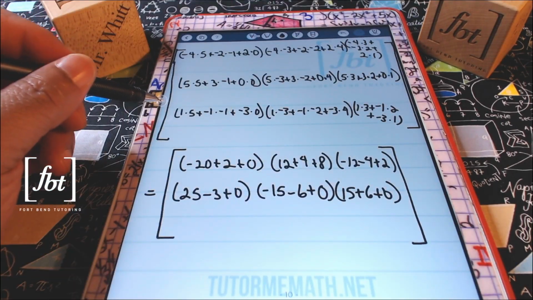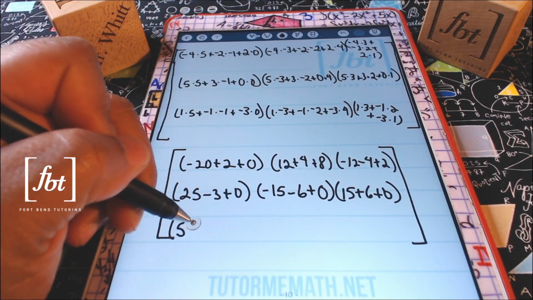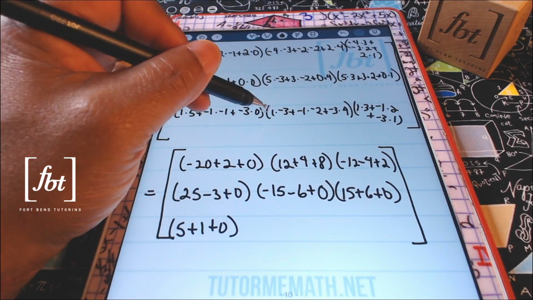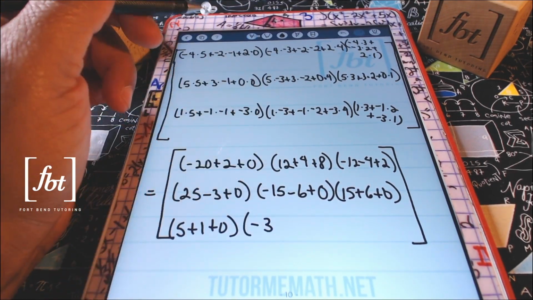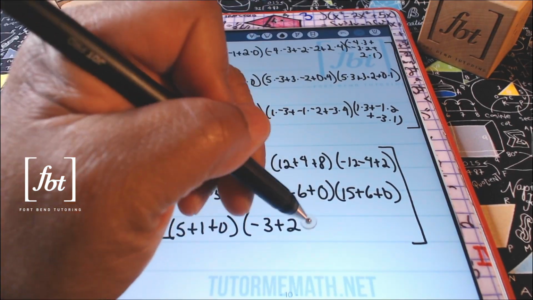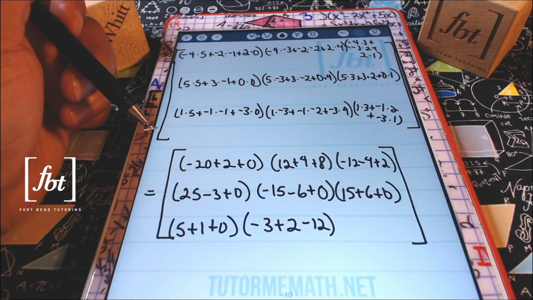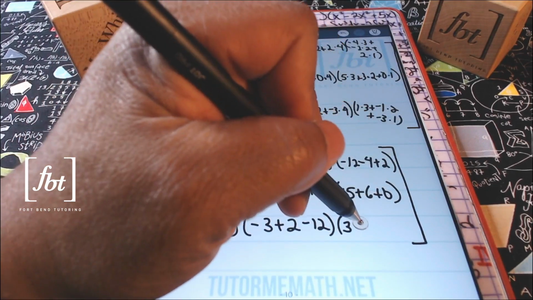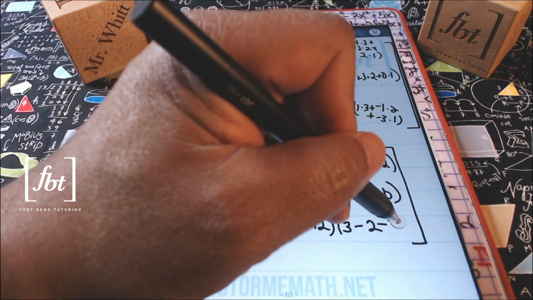Then on our third row, we'll have 1 times 5 is 5. -1 times -1 is +1. And -3 times 0 is 0. We'll then multiply 1 times -3 to get -3. -1 times -2 is +2. We'll have -3 times 4 is -12. And then third row, third column, you'll have 1 times 3 is 3. -1 times 2 is -2. And -3 times 1 is -3.